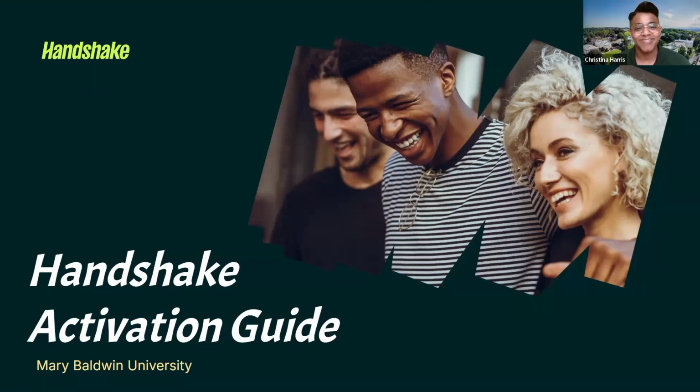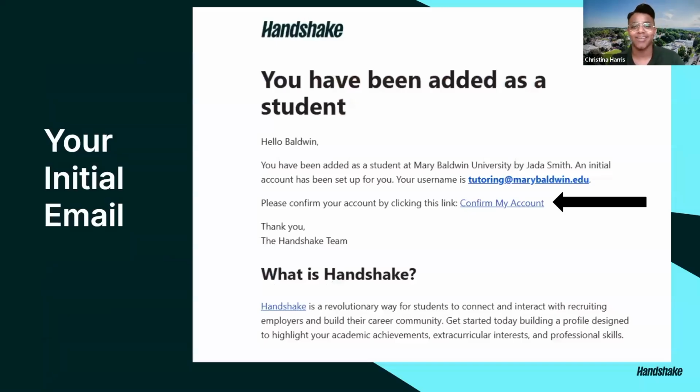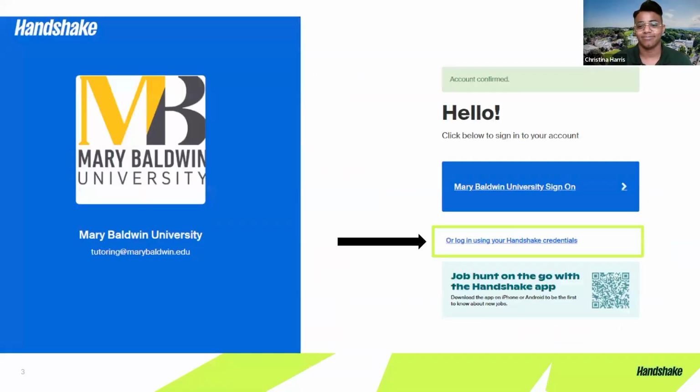Let's start with setting up your account. First, check your MBU email inbox for a message from Handshake. The subject line should say, "You have been invited to Handshake." As you're scrolling through that email, click the link, "Confirm my account," to activate your account. Next, you'll be prompted to create a password. Make sure it's something strong, secure, and easy to remember. When logging into Handshake, especially for the first time, log in using your Handshake credentials. That way, you can use the password you just created, and it will help you with single sign-on when you get on campus.